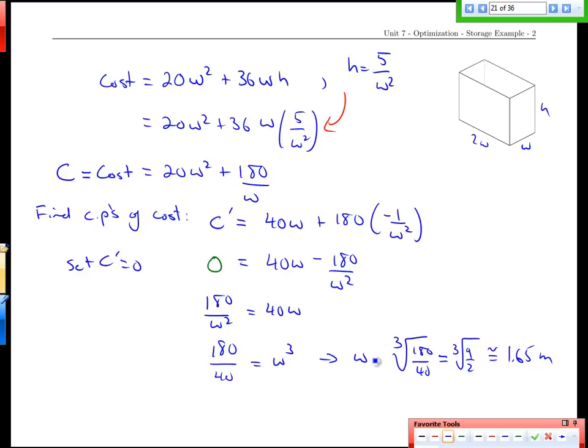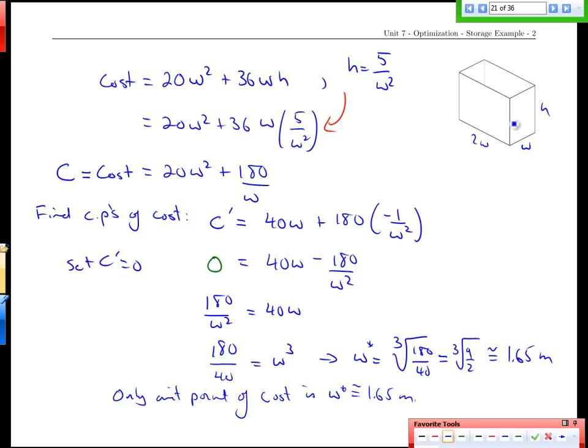All right. For those going into economics and biology, we'd often call this W star. It's the optimal value. We'll call it that just because it'll help make a nice landmark as we go through the next stage. So our only critical point is at that value. The only critical point of the cost is W star equals approximately 1.65 meters.